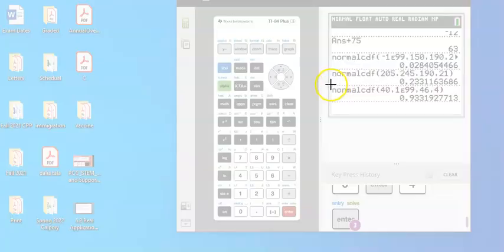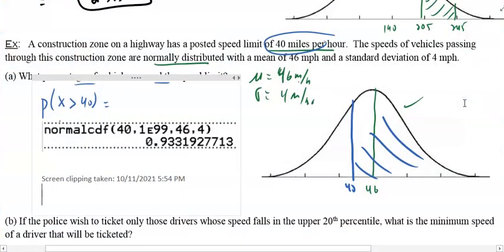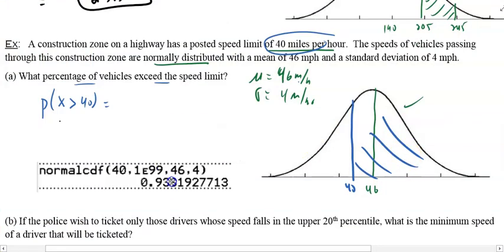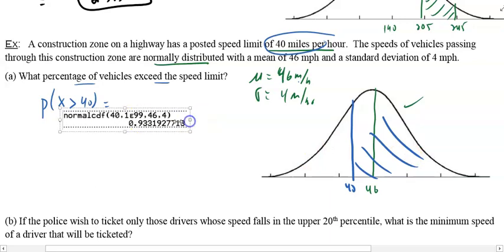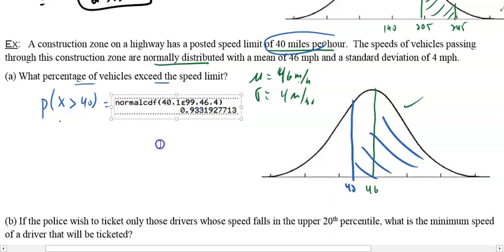So since the average is 46 and the speed limit is 40, you would expect a lot of people to be going over the speed limit. So, a cop should figure this out and probably stay there the whole day. That's roughly a 93.32% chance of that happening.